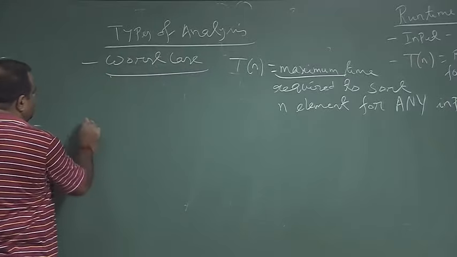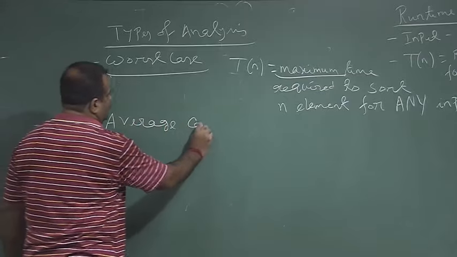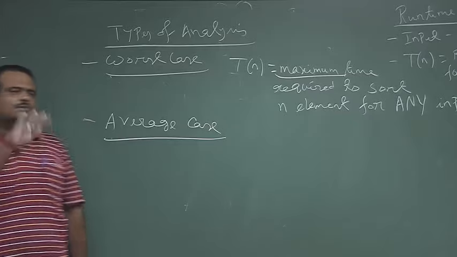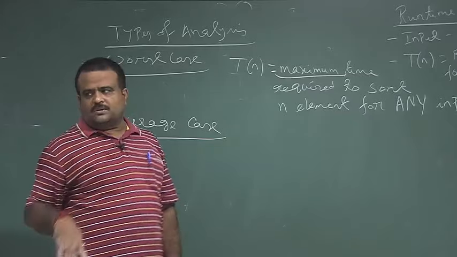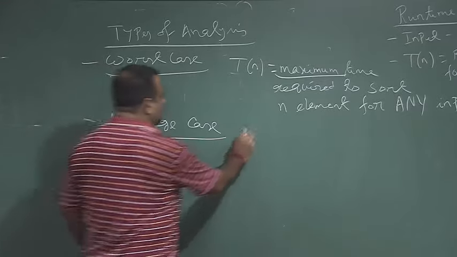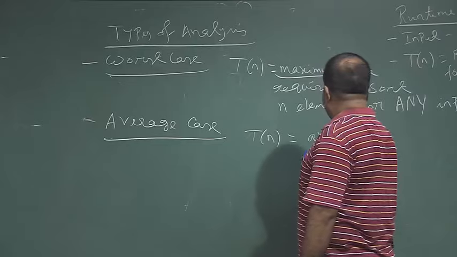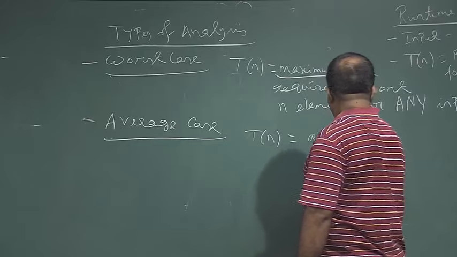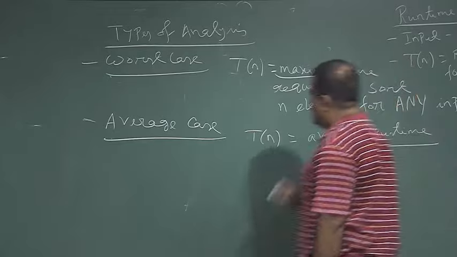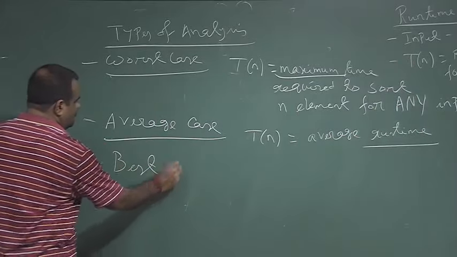Okay. The second one is average case. Average case means sometimes we will follow some distribution of the input and we will see how this T(n) is. So, T(n) is the average or expected runtime. Okay. And the last one, which is really bogus, is best case.